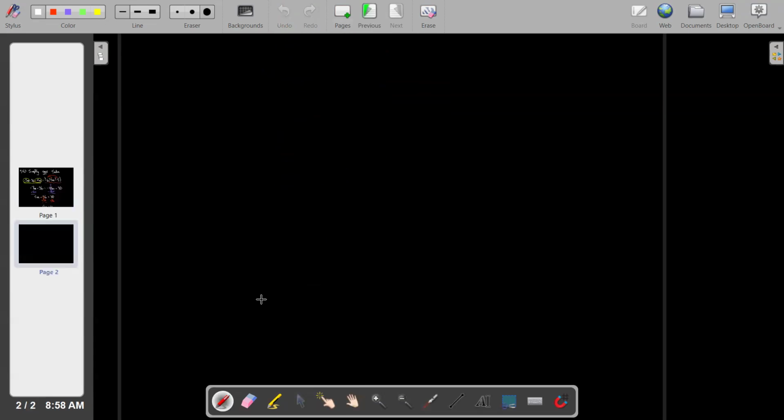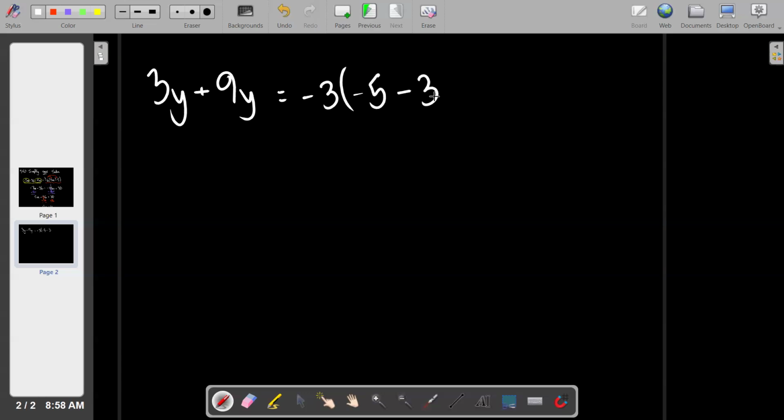So this one is going to be 3y plus 9y is equal to negative 3 times negative 5 minus 3y minus 3 times negative 2y plus 7. So we're getting closer to the point where these things can look a little bit scary, but with the proper mindset, skill set, the only thing we're going to not see for a while is the ones that have the gnarly fractions in them.